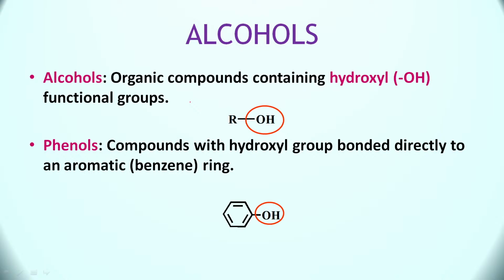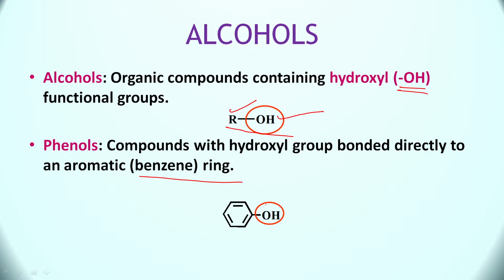Organic compound containing an OH functional group. The OH functional group is attached with the aliphatic group. That one is called as alcohol. The general formula of alcohol is ROH. This is a hydroxy group, and this is an aliphatic alkyl group. Suppose the OH group is directly bonded with the aromatic benzene ring, then it is called as phenol.